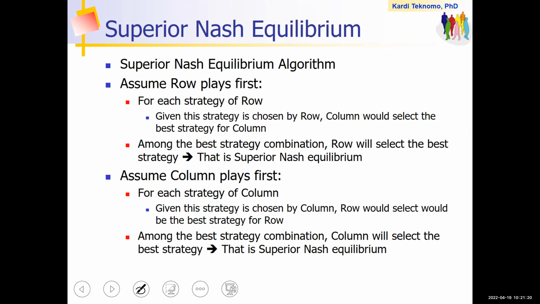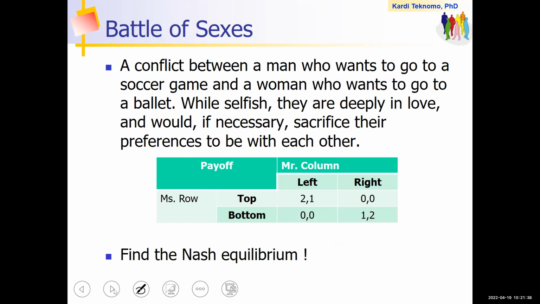The same thing if the column plays first. Given this strategy by the column, the row will select the best strategy for the row. Among these best strategy combinations, the column will select the best strategy, that is called the superior Nash equilibrium for the column.